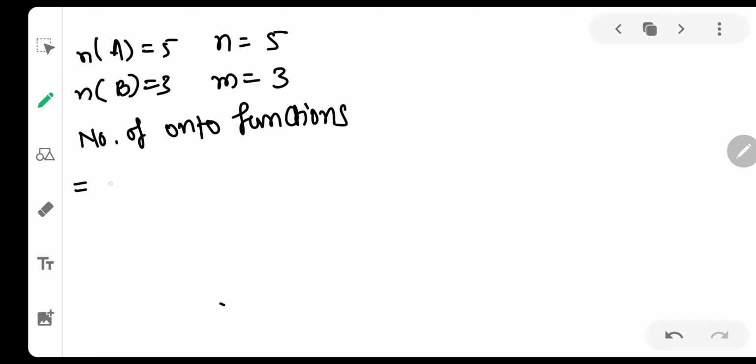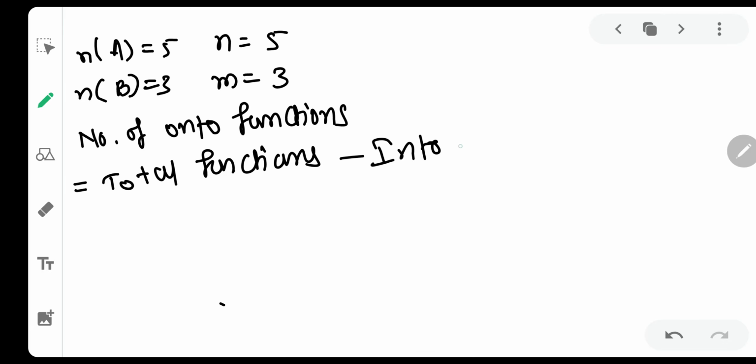Okay, so the number of elements in A is 5, so let me call that n equal to 5. And the number of elements in B is 3, let me call that m equal to 3. Okay, so the number of onto functions will be equal to total functions minus into functions. Into functions means in which one or more than one elements are left behind. But utilizing this formula becomes very difficult at times, so I am only going to discuss here the trick.